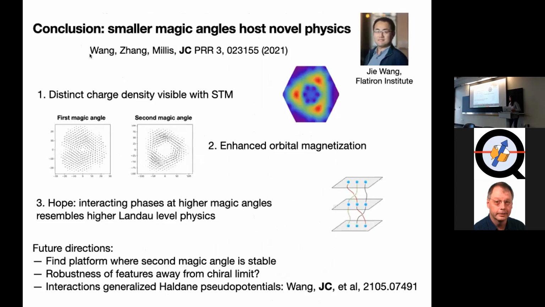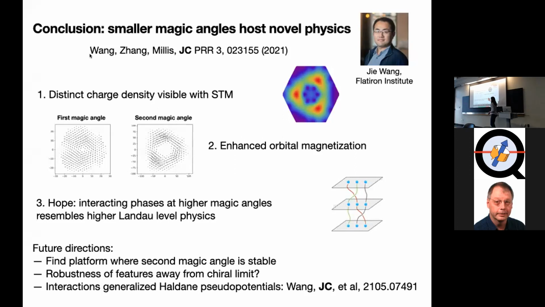Okay, good. So this is the summary that I wanted to make of this first part. What I wanted to convince you of is that these smaller magic angles will host different physics than at the first magic angle. They have a different charge density, which is a consequence that would be very easy to observe with existing technology. They have probably an enhanced orbital magnetization, it remains to see exactly how you would detect this.